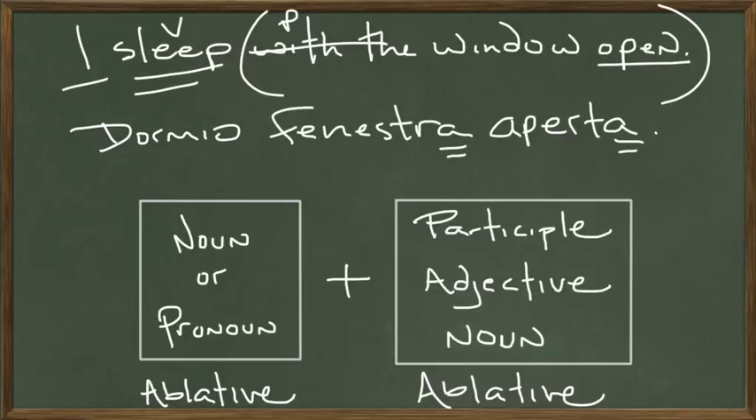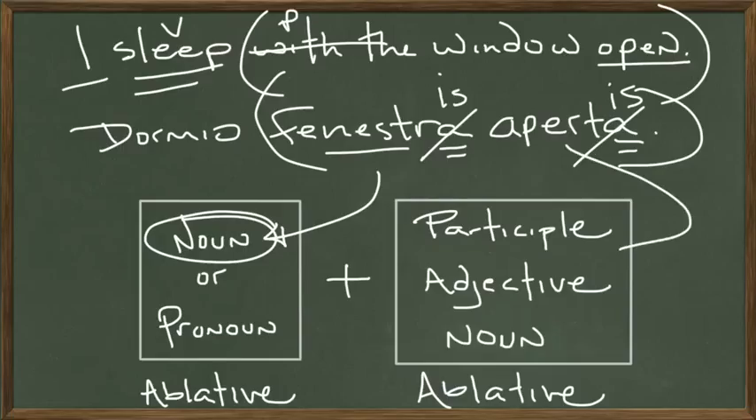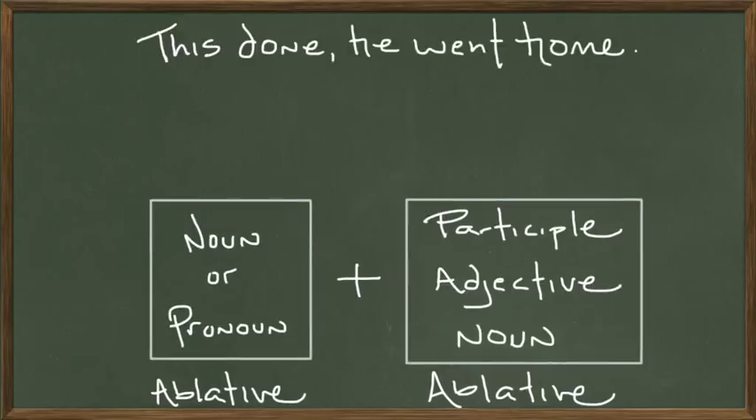Dormio, finestra, aperta. If we wanted to say this person sleeps with all the windows open, we would just make it plural, but it has to be ablative. So, dormio, finestris, apertis. I sleep with windows open. Here we have an ablative absolute. We have a noun, right there, and we have a participle. And it's actually a past participle, which can often be confused with an adjective. They're both in the ablative case. It's an ablative absolute.